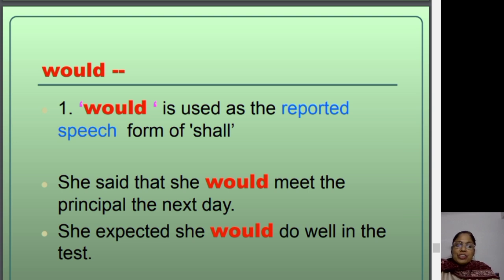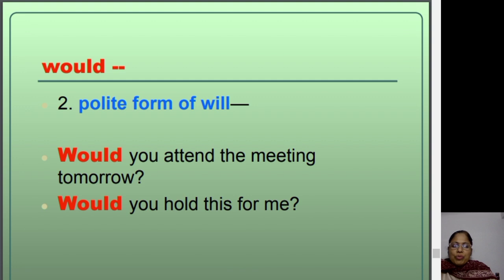The modal would is used as the reported speech form of will or shall. She said that she would meet the principal the next day. She expected she would do well in the test. Some other usages of would are: it is a polite form of will. Would you attend the meeting tomorrow? Would you hold this for me? They are both polite forms.